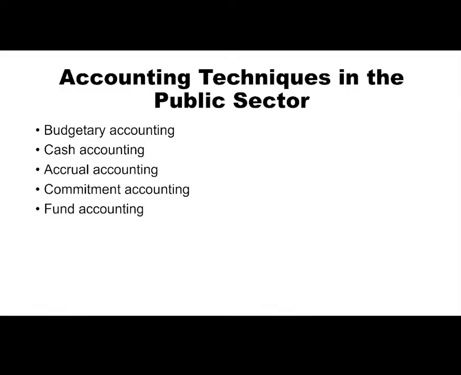Then you have fund accounting. Here the fiscal and accounting entity, with a self-balancing set of accounts, records cash and other financial resources together with all related liabilities and residual equities or balances and changes therein, which are segregated for the purpose of carrying on specific activities or attaining certain objectives in accordance with special regulations, restrictions, or limitations. So that is all about fund accounting.